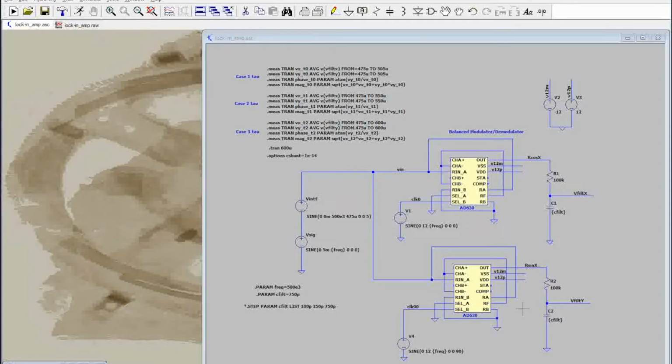Based on the filter values, I'm going to calculate a tau, which is going to be the product of the resistance times the filter capacitance. And that is used to calculate the window, which is going to be 3 times tau, or about 95% of the settling time for the filter.